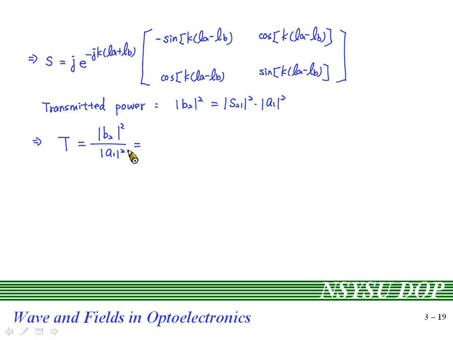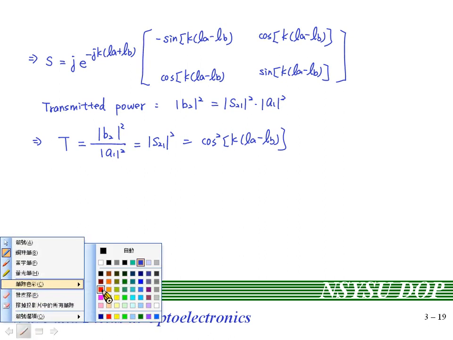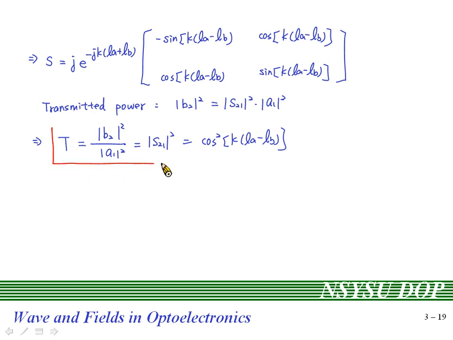And this will be S21 squared. Taking the expression of S21 into here, the result will become cosine squared of k times (LA minus LB). So you can see that the transmission of the Michelson interferometer will be a cosine squared function, right?